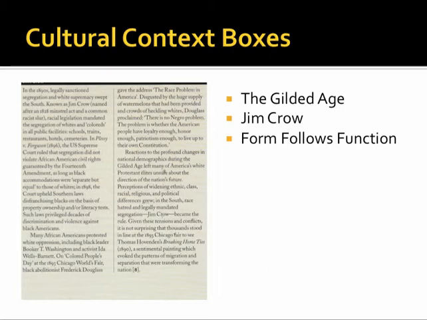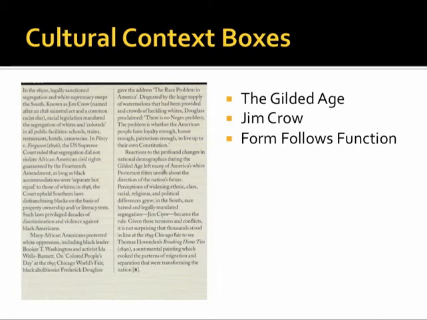You can see here what the cultural context boxes look like. In chapter 1, I only noticed 3. One was about a general historical period, the Gilded Age. The second was about a specific cultural phenomenon, Jim Crow laws in the South. And the third was about an important idea from an American artist, the architect Louis Sullivan.